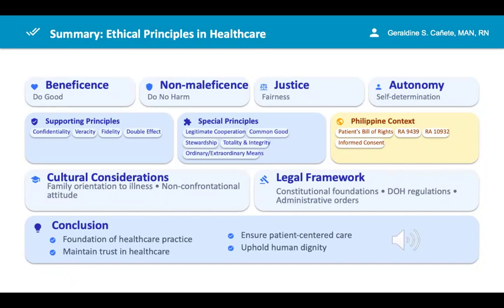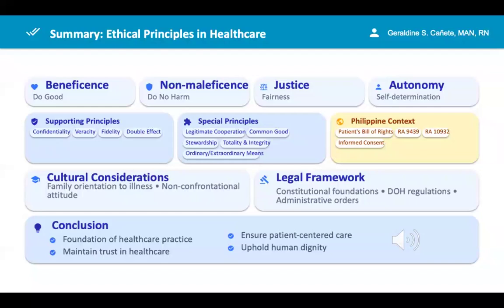On non-maleficence, which means to do no harm, doing good is not enough. We must also ensure that we do not cause harm. Harm is not only physical, it can be emotional, psychological, or even relational. And ethical practice requires vigilance, not just action. Okay? So then the next is justice or fairness.